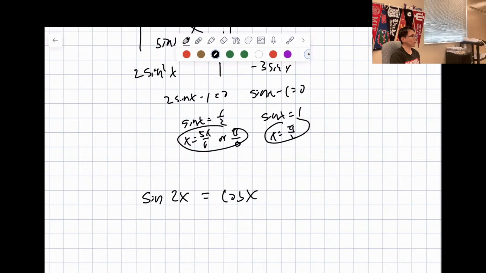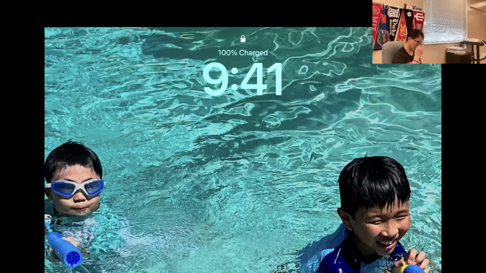Sine of 2x can change to what? 2 sine x cosine x. Good. And what can you do after that? You've got to move it to the other side before you factor out. Minus cosine x. If you factor out cosine x, you get cosine x times 2 sine x minus 1.